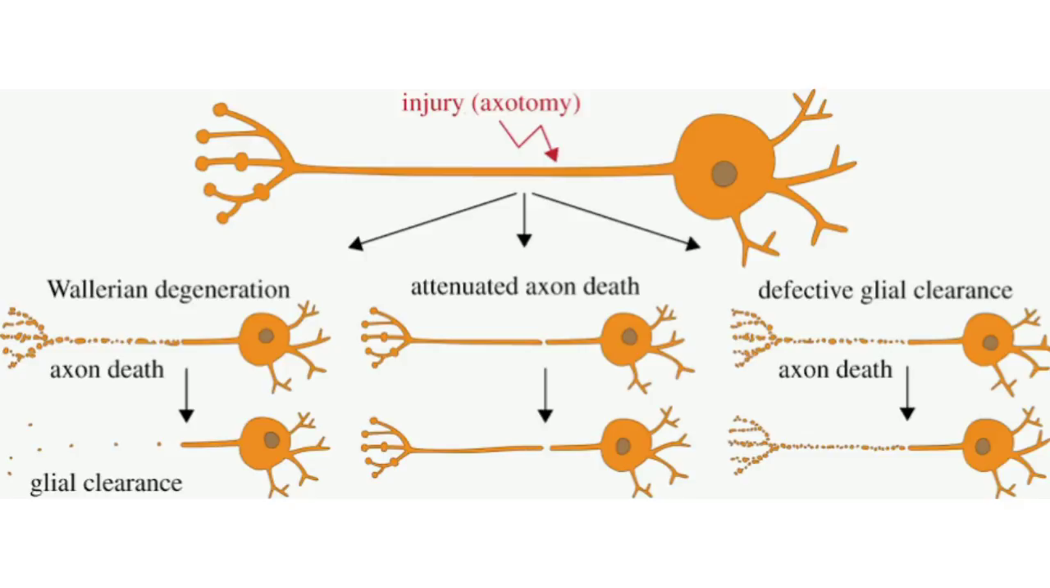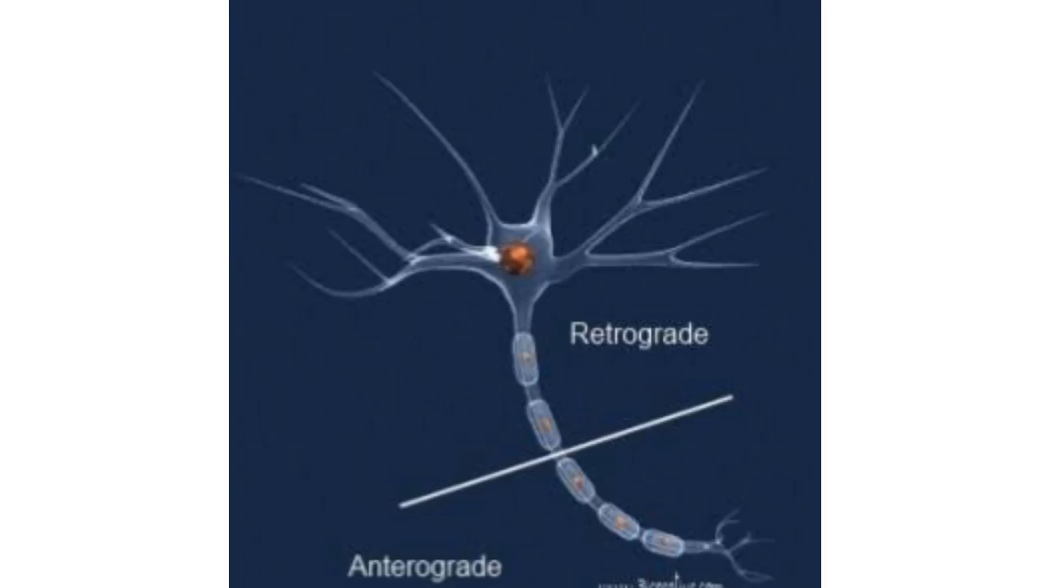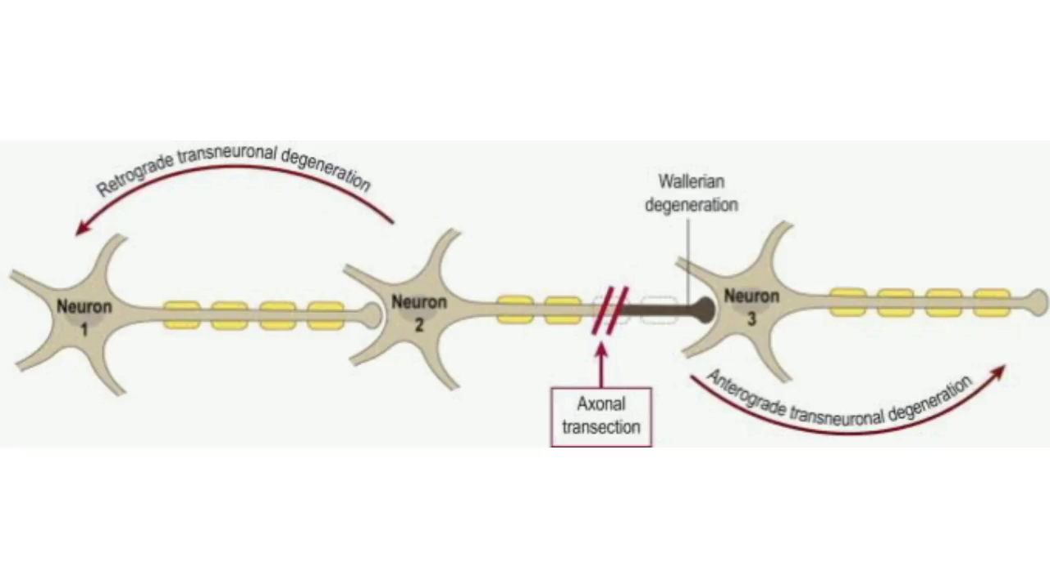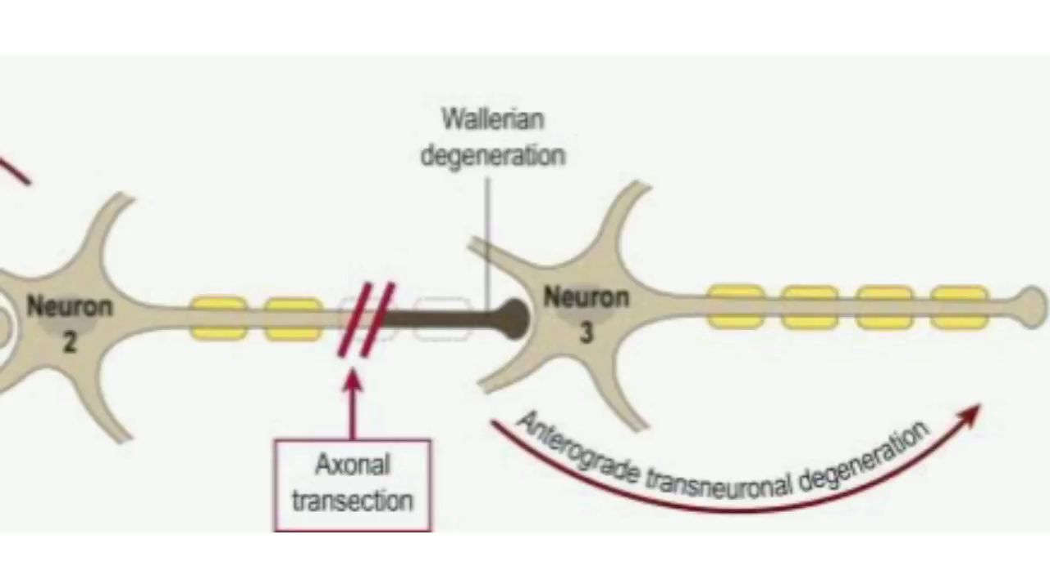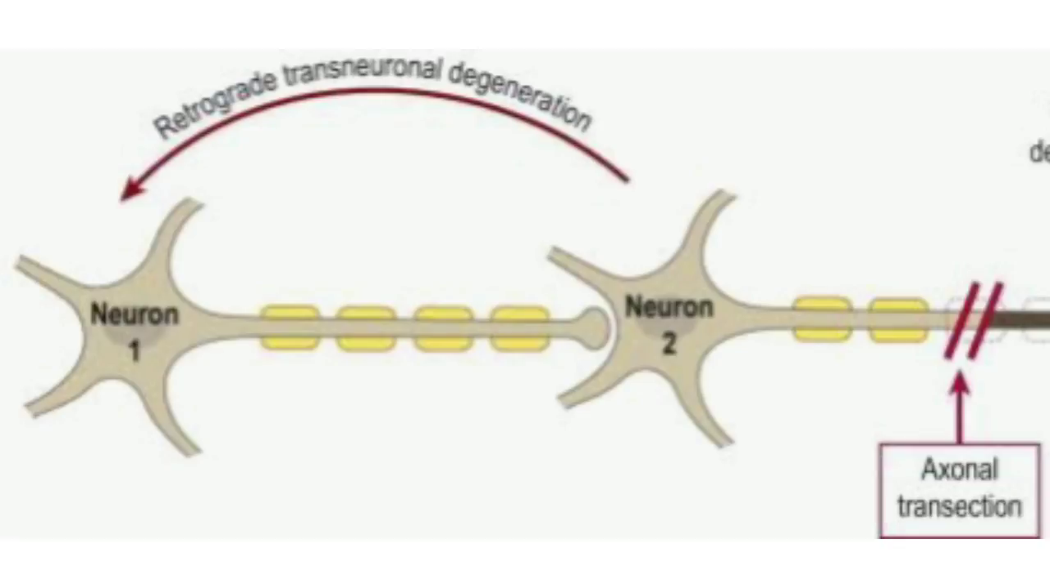First we'll see Wallerian degeneration, also known as anterograde degeneration, where the cut is present in the neuron. Distal to it, all the parts are lost, and in retrograde degeneration, proximal to the cut injury, everything is lost. In transneuronal degeneration, it could be anterograde or retrograde. Anterograde transneuronal degeneration is the degeneration of the distal neuron synapsing with the cut neuron. In retrograde transneuronal degeneration, the proximal synapsing neuron gets degenerated.